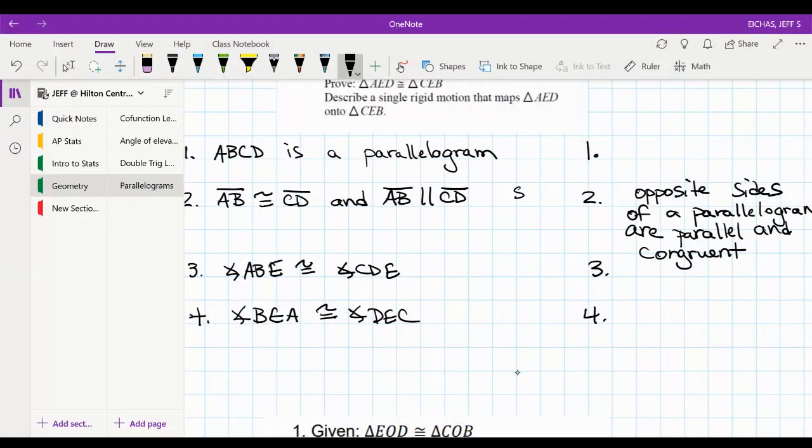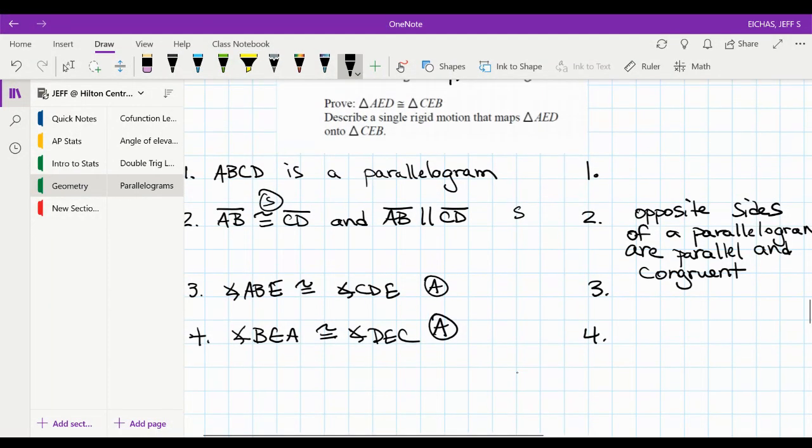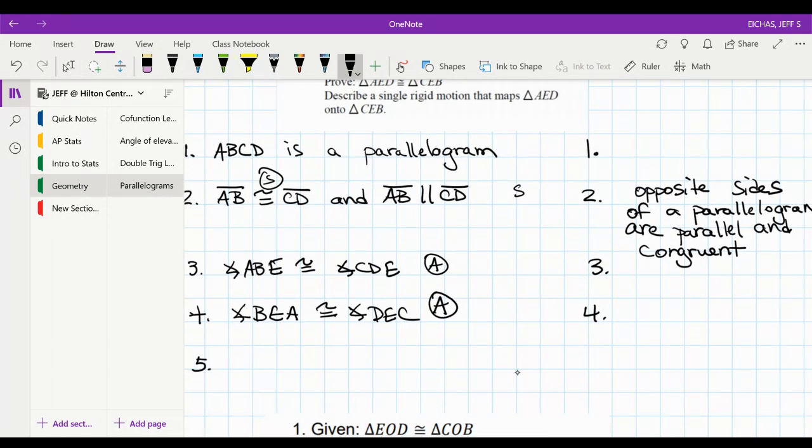That was a pair of sides right here. Yep. So we have proven the triangles congruent. You can finish it off. There is one more statement, but you don't need my help with that.